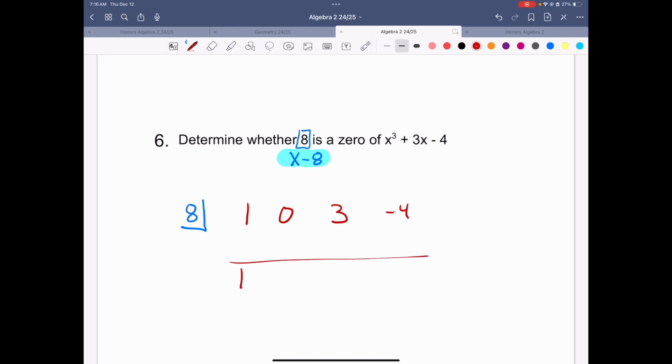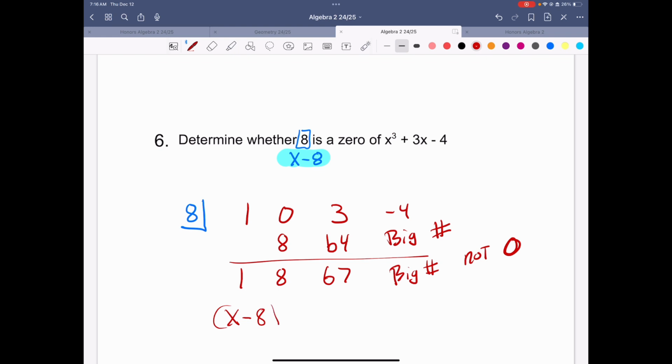I drop down the 1. That's an 8. That's an 8. Ooh, that's 64. At this point, I can tell it's not going to work. This is 67, a really big number. That big number is not 0. So since it's not 0, x minus 8 is not a factor. And if you get to a point where you can see that it's not going to happen, you're good to go. You don't really need to do any more than that at that point.